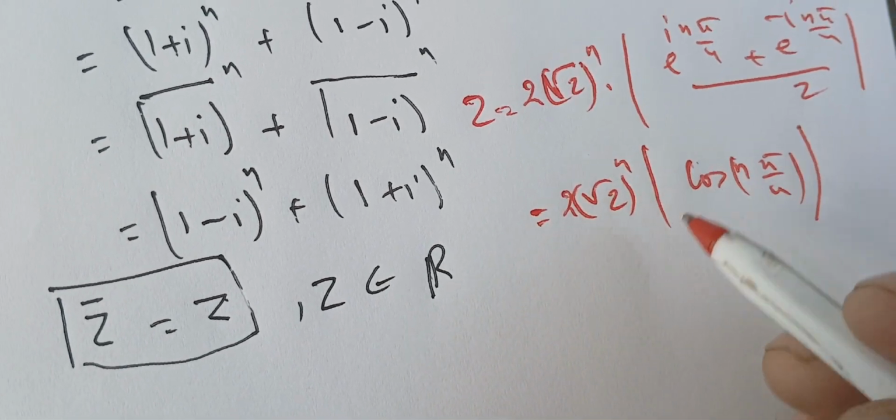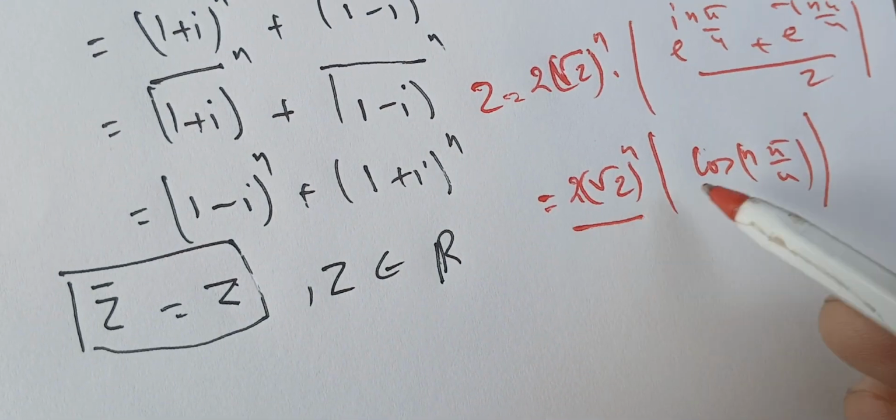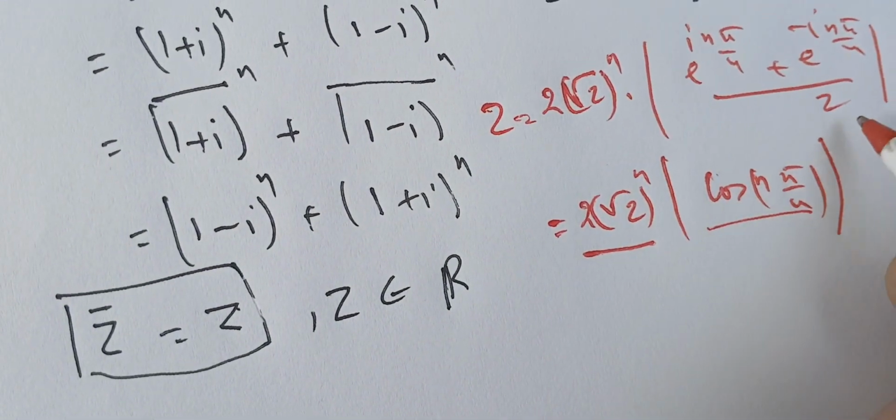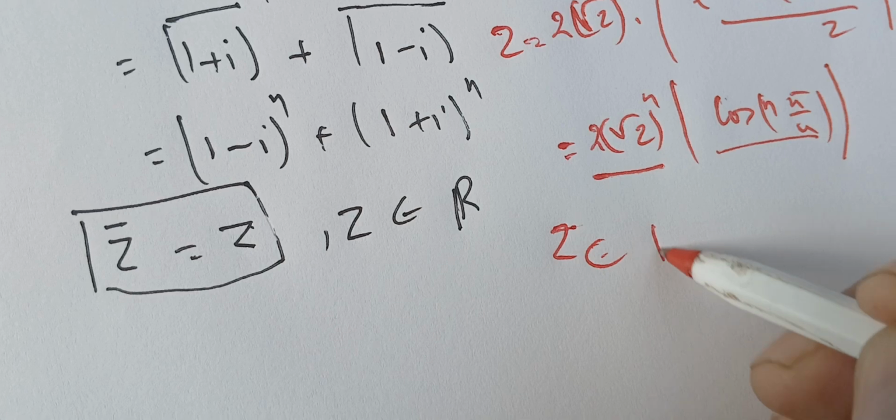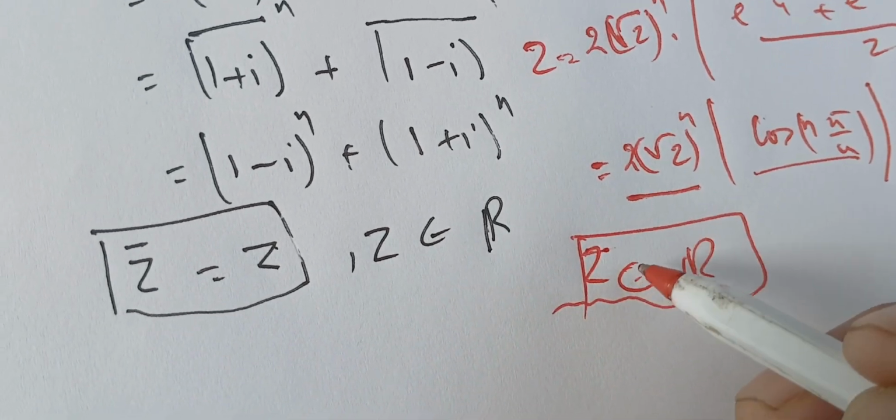What can we conclude here? This is a real, this is a real, and the product of two real numbers is real. Therefore, this number is in R. This is another way of proving the result.